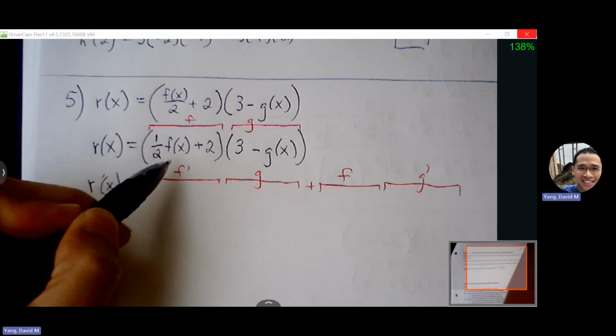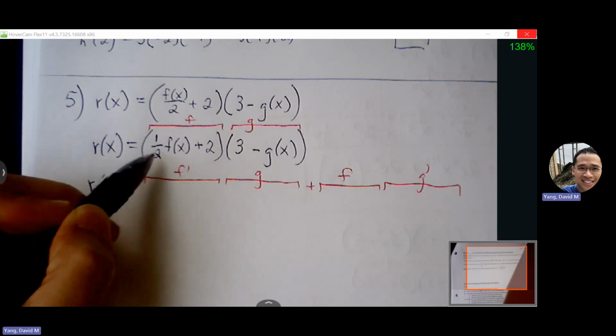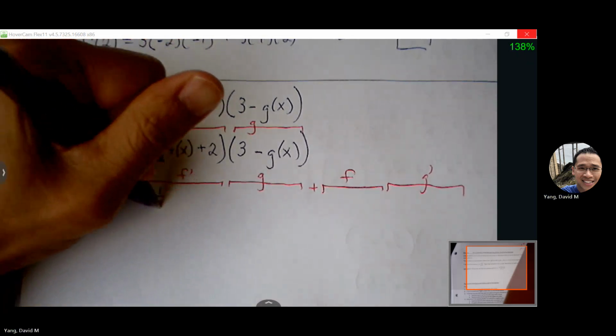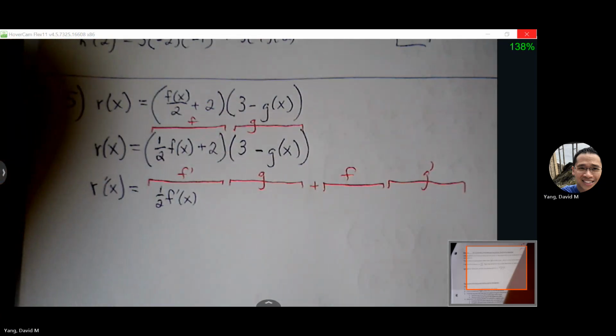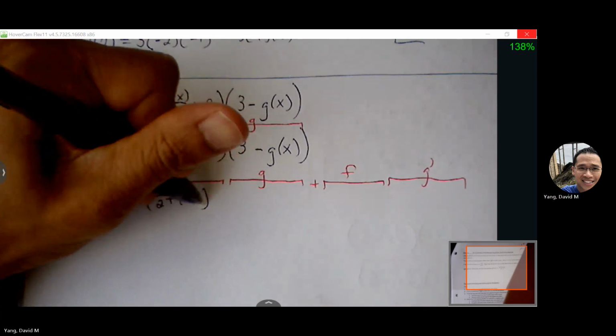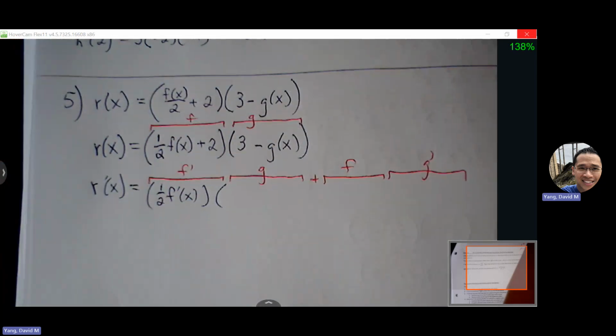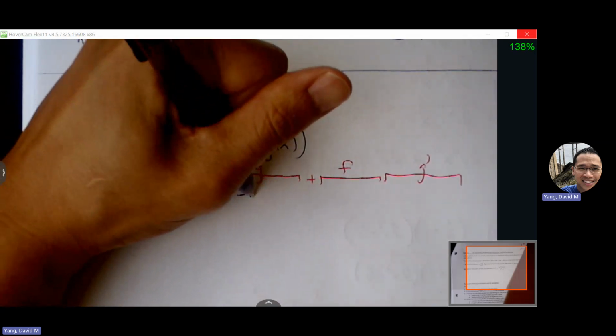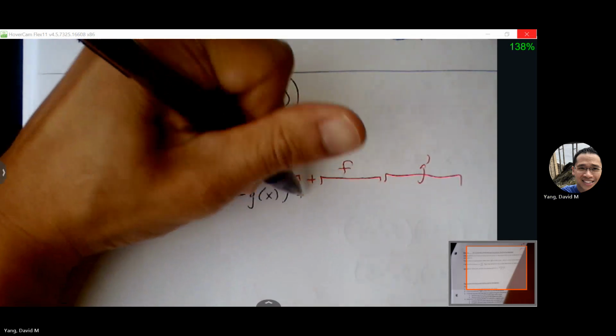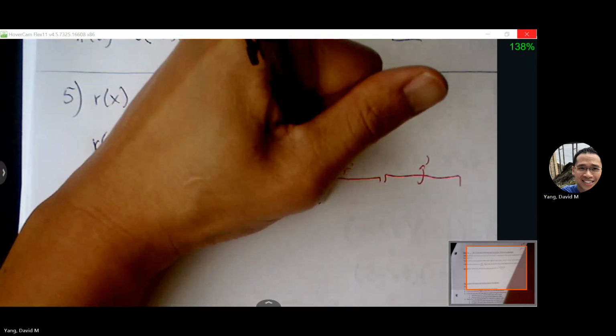What's 1/2 f of x derivative? What happens to the plus 2? The 0. Okay, I'm going to just leave it alone. I'm not going to put any number after that. What is 3? Okay, 3 minus g of x. It's just the same thing. Back to f.